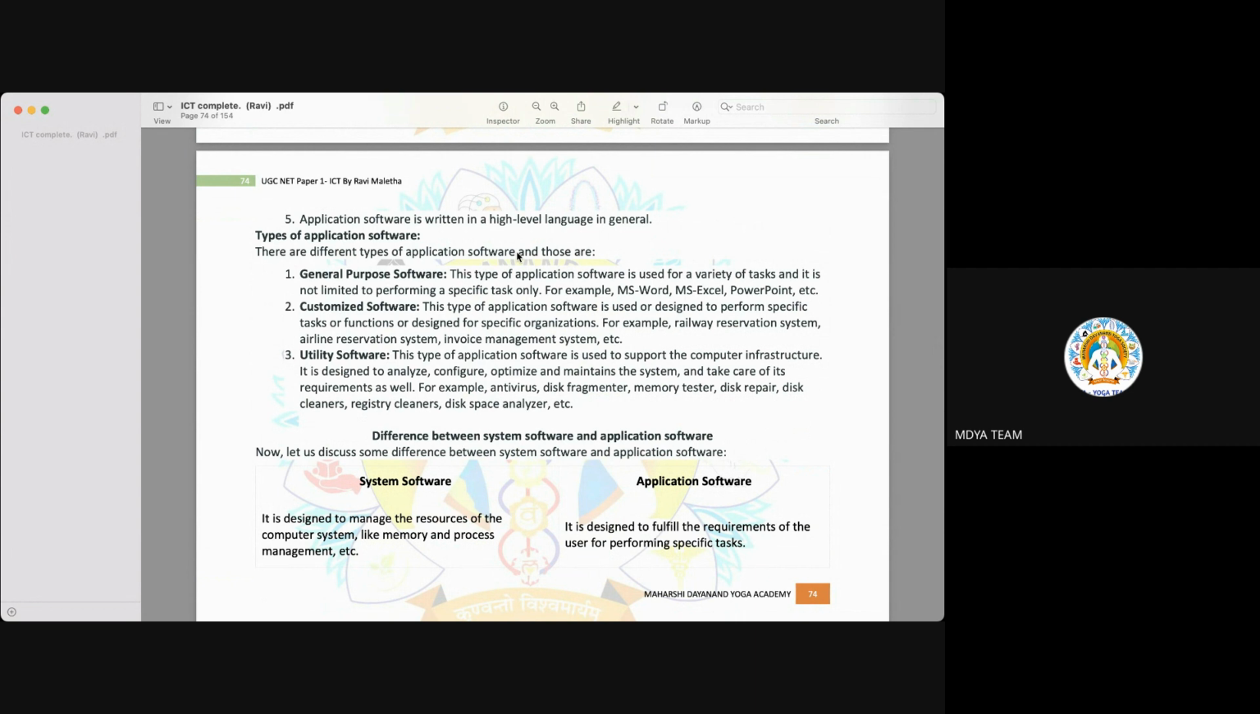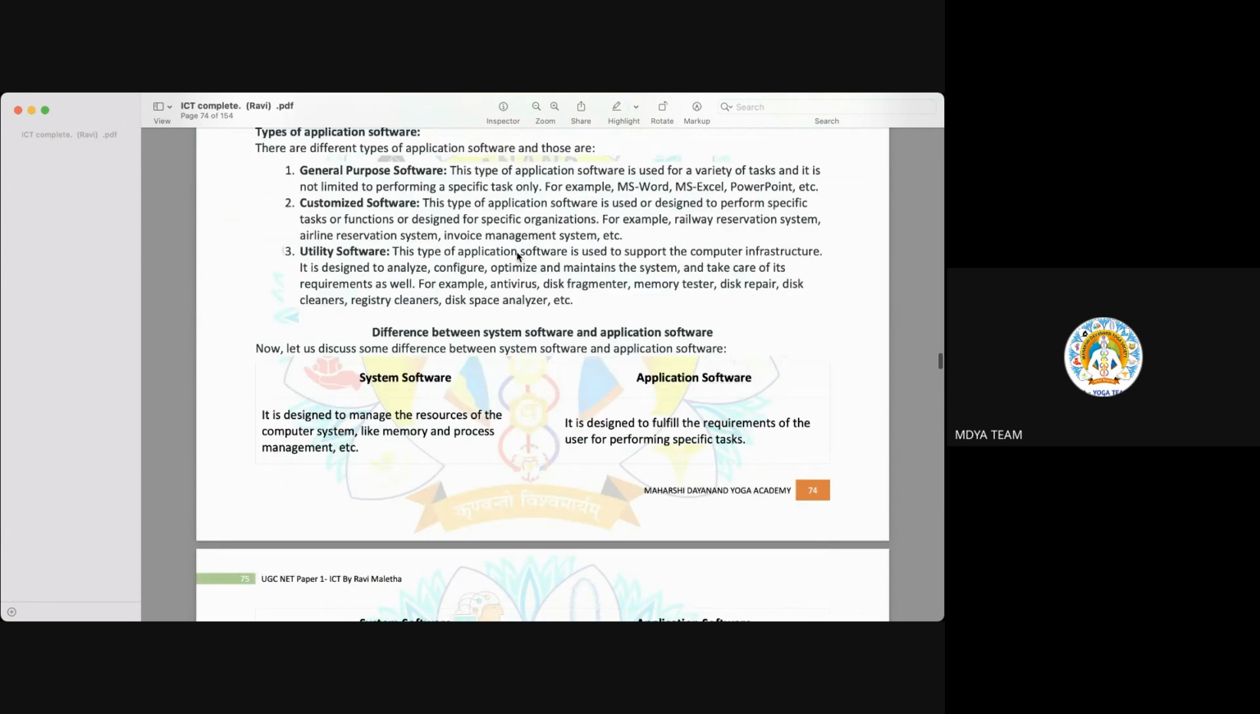They need some customized software. And utility software is again software that supports the computer infrastructure. They protect from other unwanted corrupted files entering, which we call viruses. So it is designed to analyze, configure, optimize, and maintain the system and take care of its requirements as well. For example, antivirus software, disk fragmenter, memory tester, disk repair, and so on.